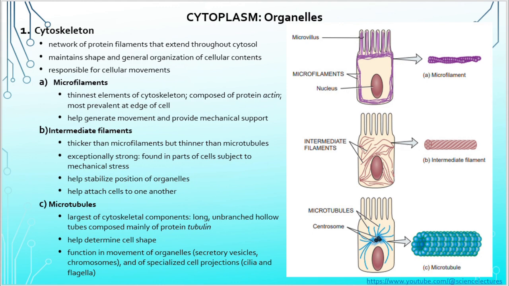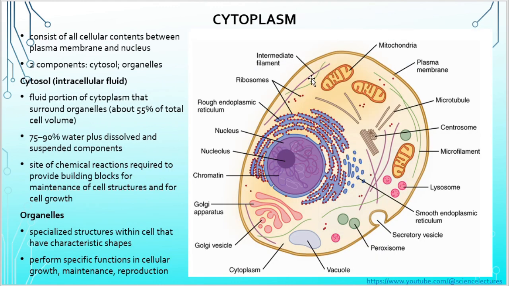The microfilaments are the thinnest elements of the cytoskeleton. They are composed of a protein called actin and are most prevalent at the edge of the cell. As you can see in this figure, microfilaments are closer to the edge of the cell as compared to the other filaments of the cytoskeleton.